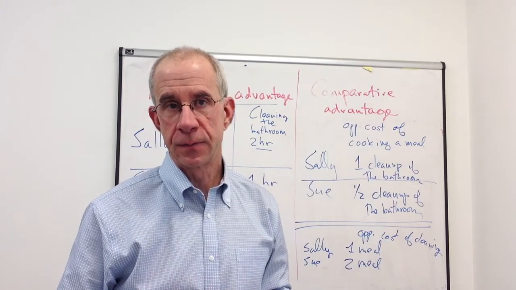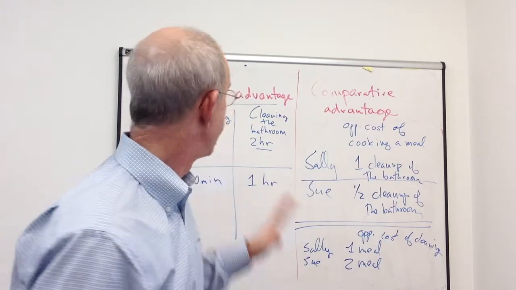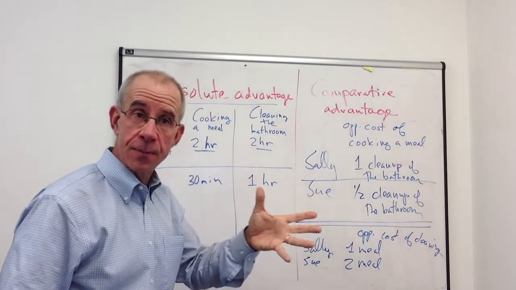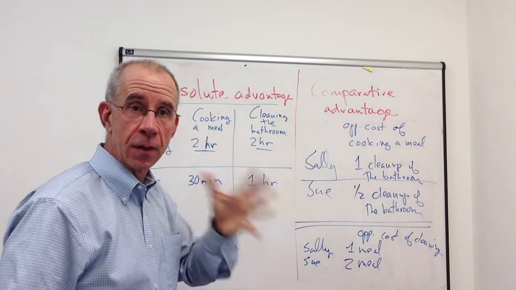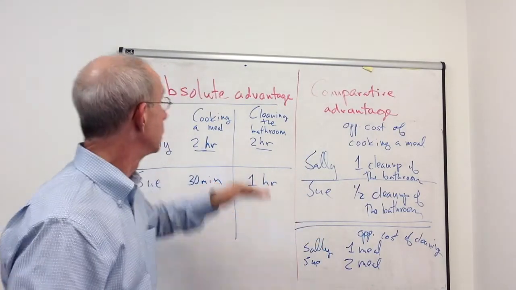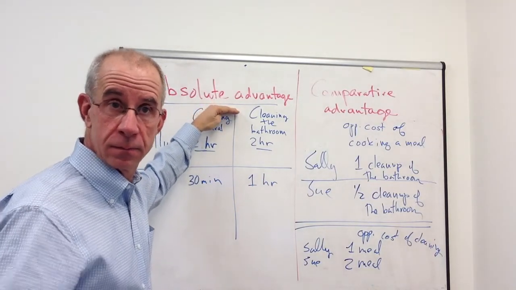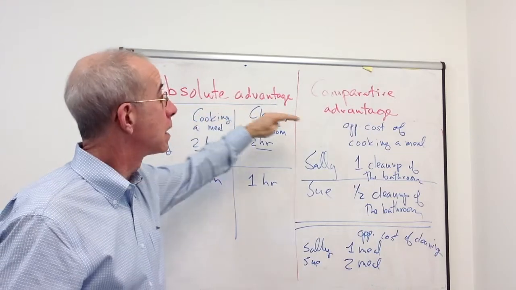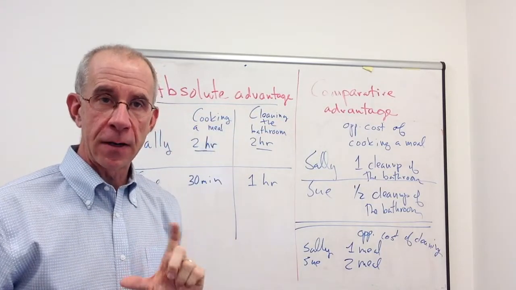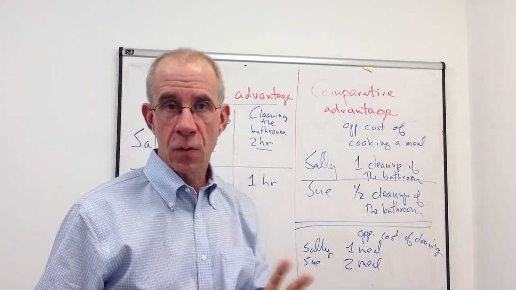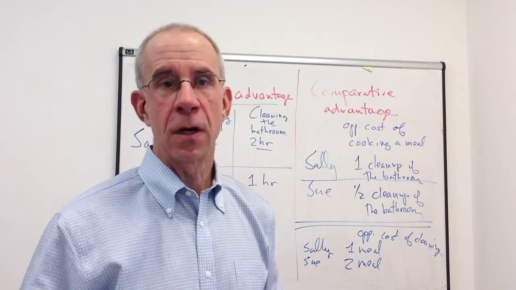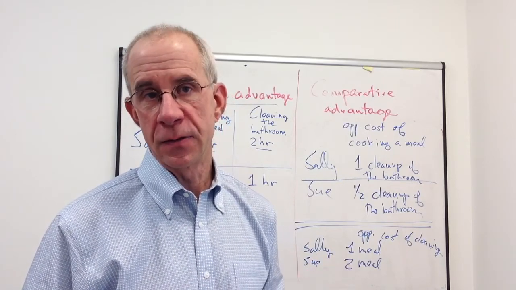So this is the basic idea of absolute and comparative advantage. It's very important that you understand the difference between these two. Absolute advantage is just taking fewer resources, just in some absolute terms. Comparative advantage has to do with comparing opportunity cost. It's a critical idea when we talk about general equilibrium models of trade.